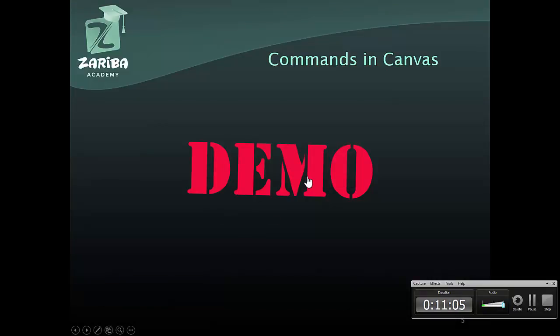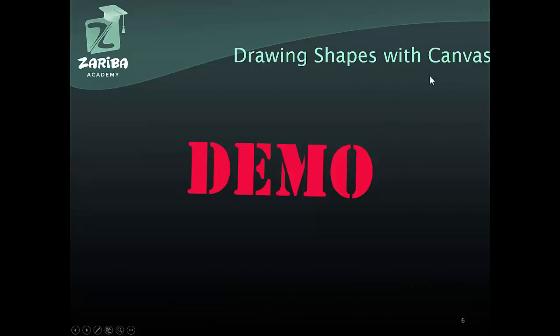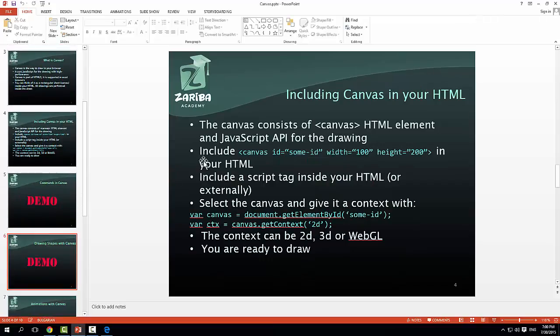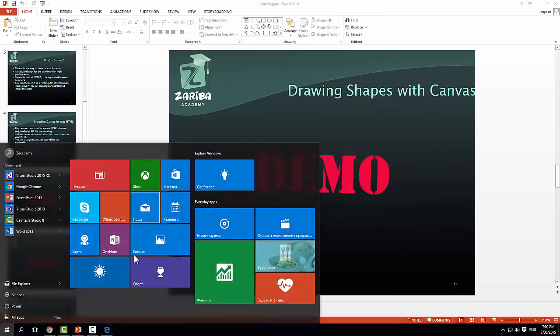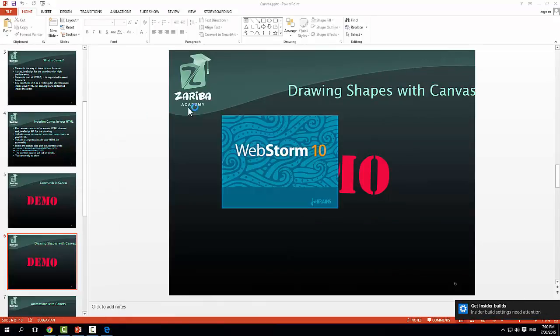We have a canvas and we have some functions that we can draw with. That's pretty much the base of this slide. Let me close this up. Okay, drawing shapes with canvas. This is the bigger demo, and I'll show you all of the important and most common things that you see in the canvas. So let's open up WebStorm, our IDE of preference.